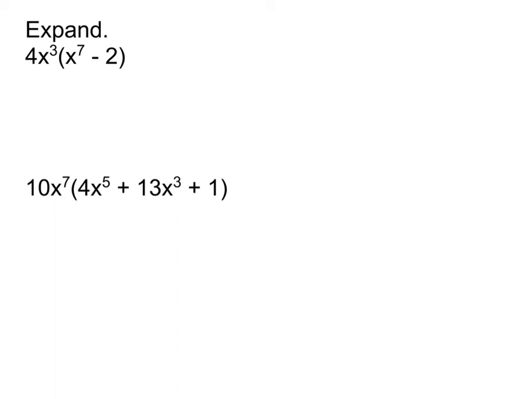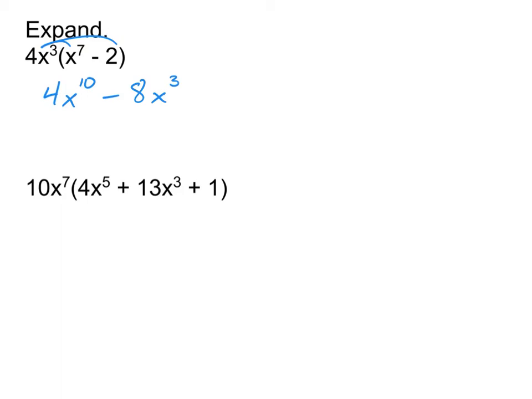So for instance, when doing this first one, I'm going to be multiplying the 4x cubed into both of those. 4x cubed times x to the 7th will be 4x to the 10th. And then minus the 4 times 2 is 8, and the x cubed stays the same because there's no x in that last term in our binomial.